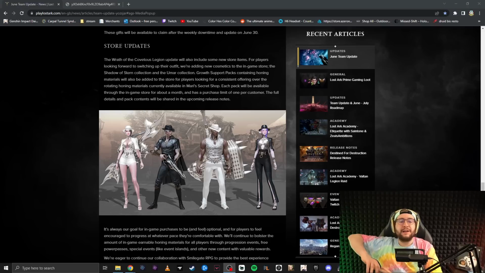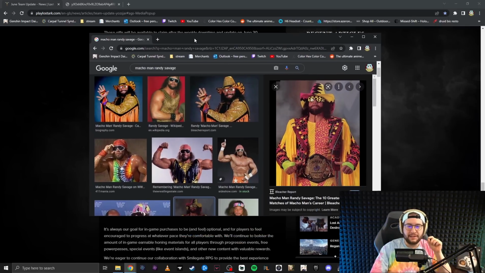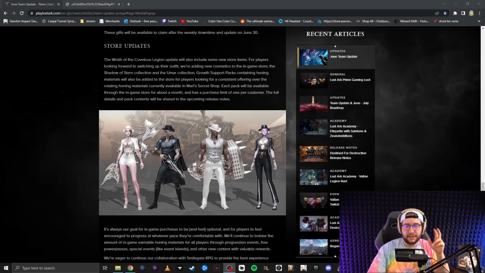Now, we also are going to be getting other skins in the shop. We're going to be receiving the Shadows of Stern collection, which I am not the biggest fan of. Although I will say I'm expecting some warriors to pull off the Macho Man Randy Savage look. If I don't see anyone in the Slim Jim cosplay, I will be very, very disappointed in every single warrior subclass. On top of the Stern skin set, we will also be receiving the Umar collection.